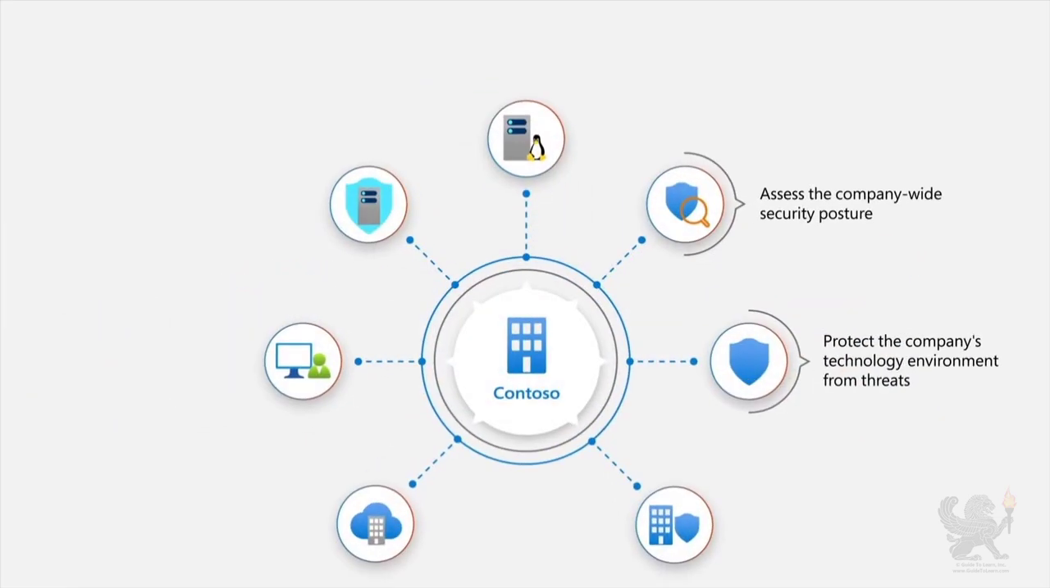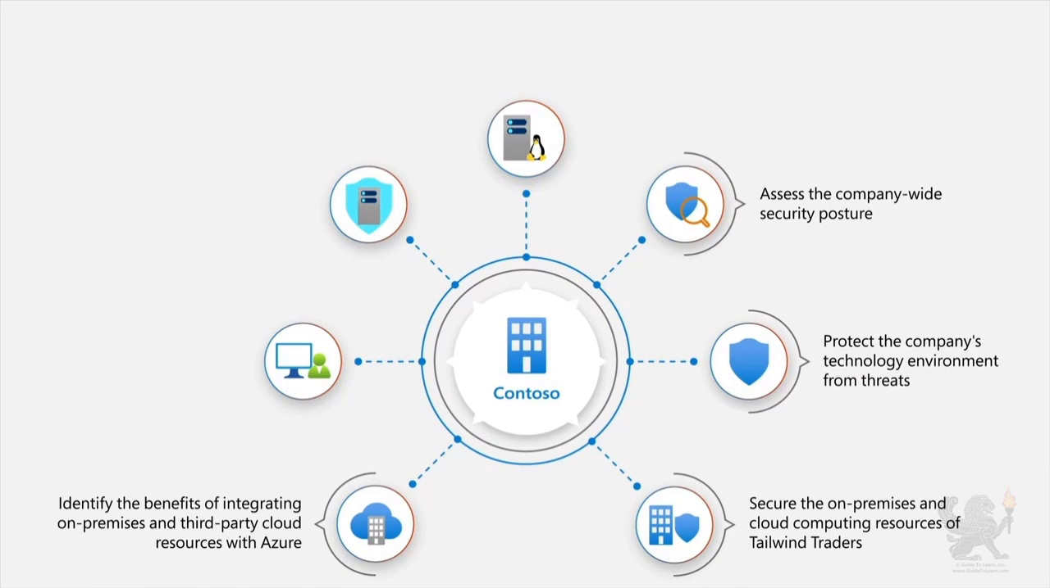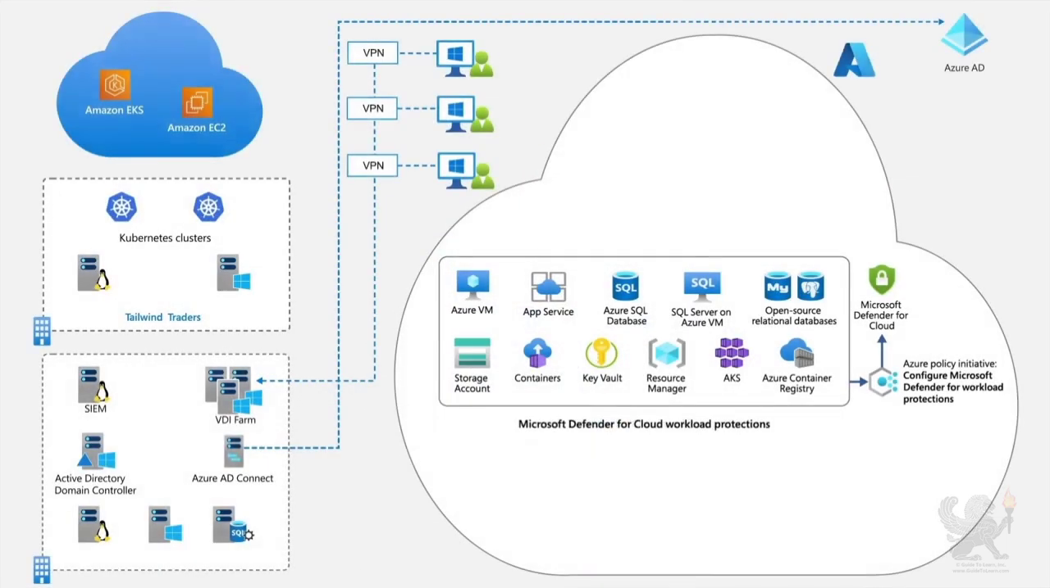The next couple of requirements of the solution are to secure the on-premises and cloud computing resources of Tailwind Traders and identify the security-related benefits of integrating on-premises and third-party cloud resources with Azure. The majority of the benefits offered by enhanced CSPM and CWPP can be extended to on-premises and third-party cloud environments, which will help secure Tailwind Traders' resources.